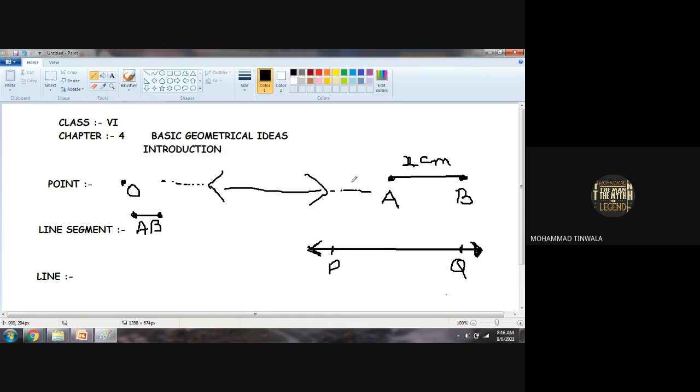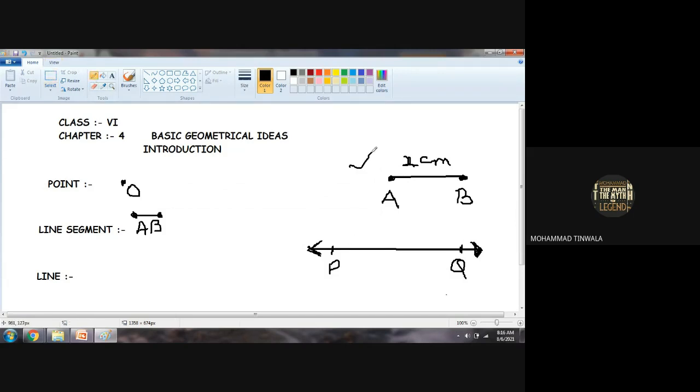Is that clear? A line segment cannot move. A line segment has an accurate measurement, because it has 2 endpoints. It is fixed. A line segment always has a fixed measurement. A line does not have a fixed measurement. It can be extended if needed from the left-hand side, and it can be extended to the right-hand side as well.